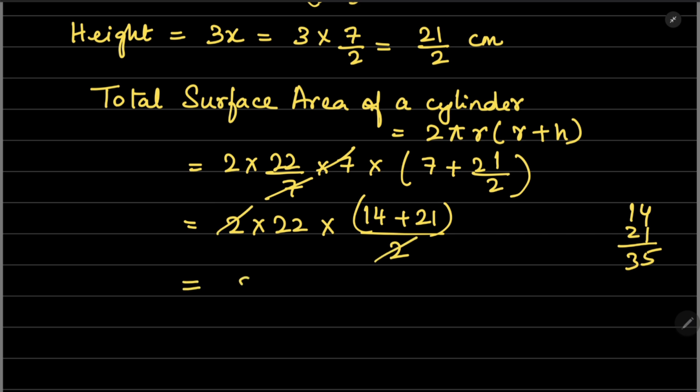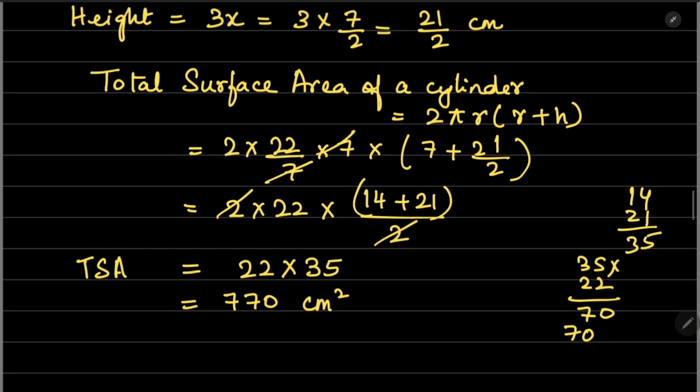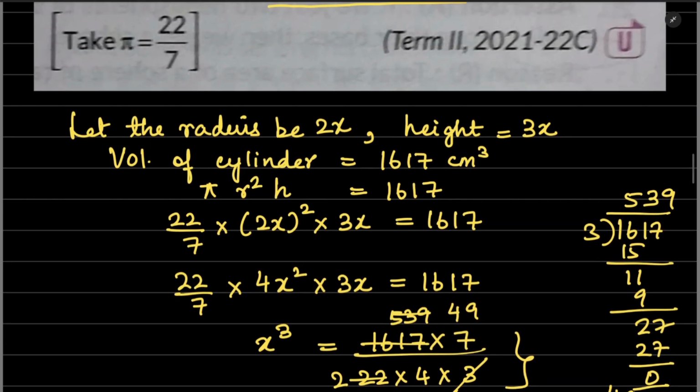This 2 and this 2 will get cancelled. So 22 multiplied by 35. So 35 into 22 is 770, right? So your total surface area is nothing but 770, and the unit is centimeter square. Why? Because here you have centimeters into centimeters. So the required answer is the total surface area, 2 pi r into r plus h. Remember the total surface area formula, and the volume formula is pi r square h.